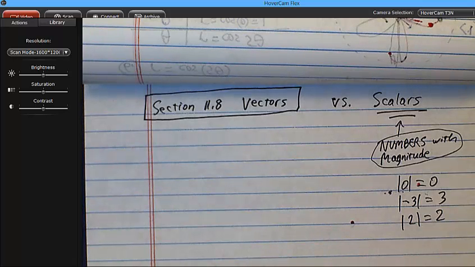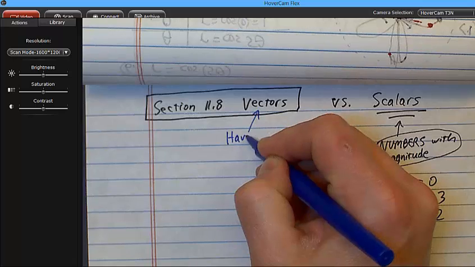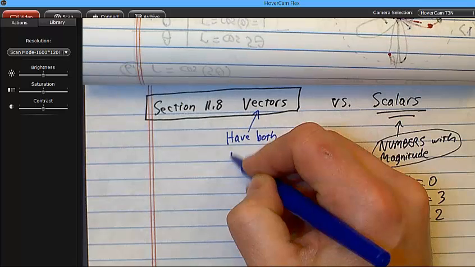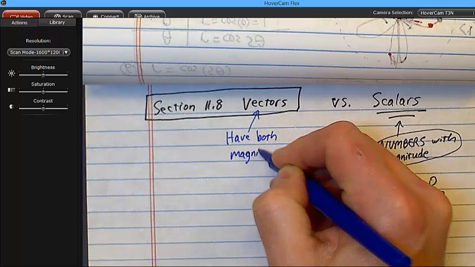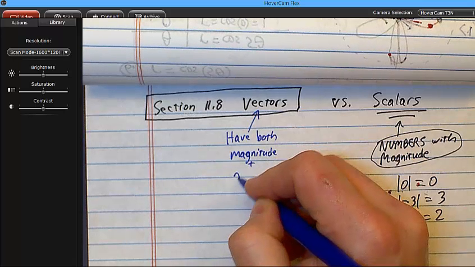But when we talk about vectors, vectors have both magnitude and, what am I going to say? I heard it. Direction. That's right.